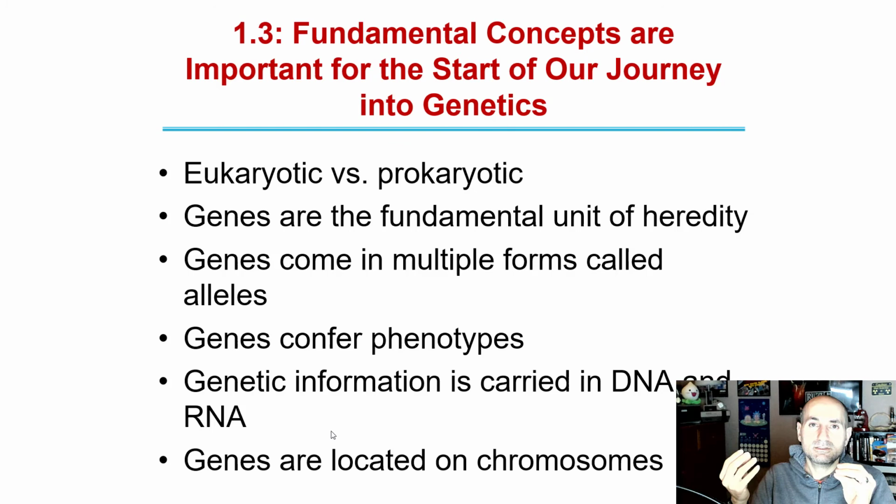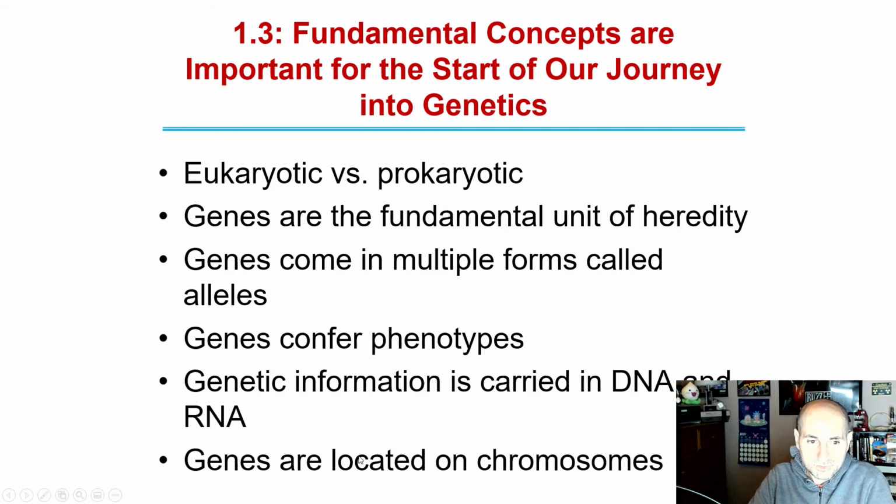Why do you think the COVID vaccine works? They inject you with mRNA. That means a copy of the virus spike protein, right? Your cells are able to read that mRNA, which serves as information for your cells to make the spike protein. That protein is now made from the RNA information. So genetic information is carried in DNA and RNA. RNA is usually just a copy of the DNA.